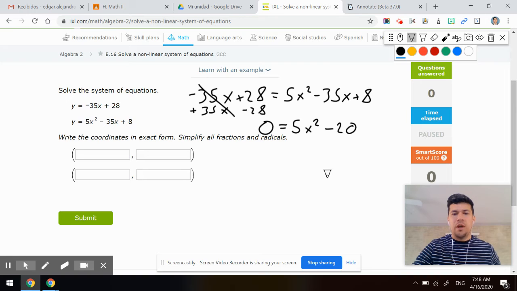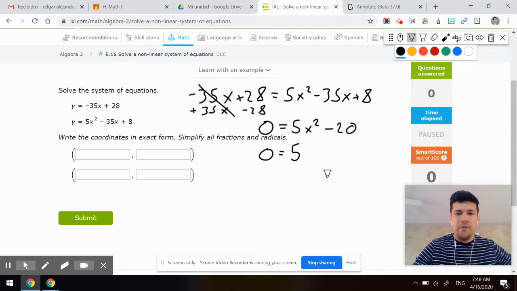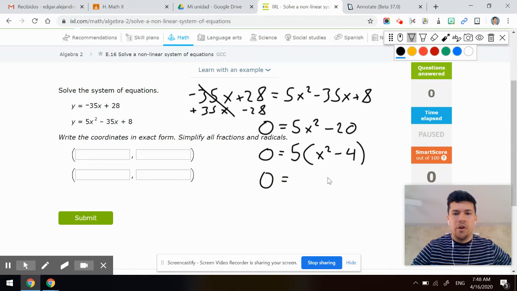All right, so I've got this quadratic without a b term. I can actually factor this quadratic with the GCF. So I can factor out my 5, and I'm left with x squared minus 4. So I've got this itty-bitty quadratic that I can factor, and that is going to factor to x plus 2 times x minus 2.